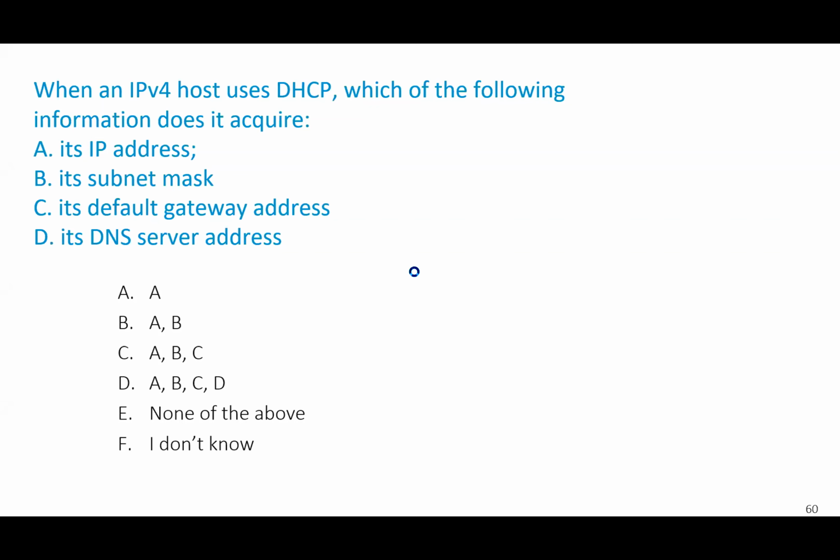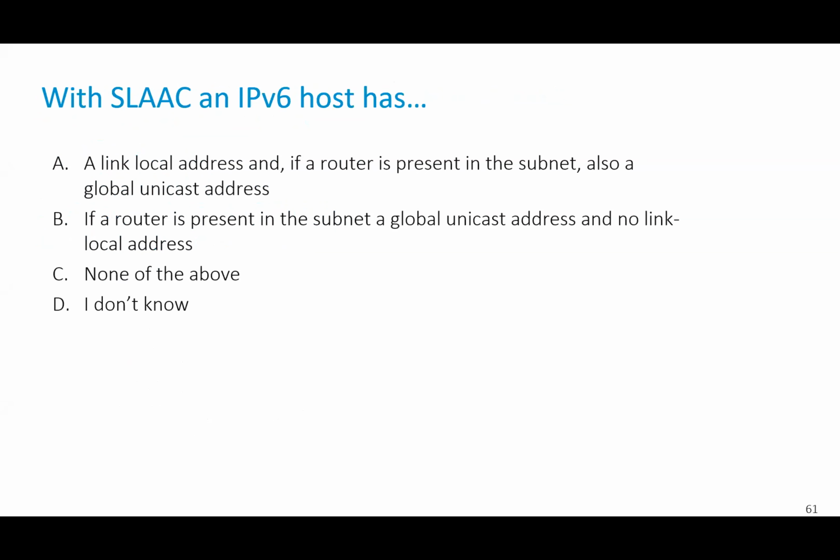The correct answer is D. So this is all the configuration that an IP host expects to have. And of course, this is what a DHCP server will give, because the goal of a DHCP server is to give all the information that you need to have. If we use SLAAC instead, what do we obtain?